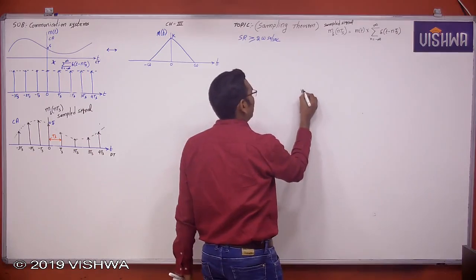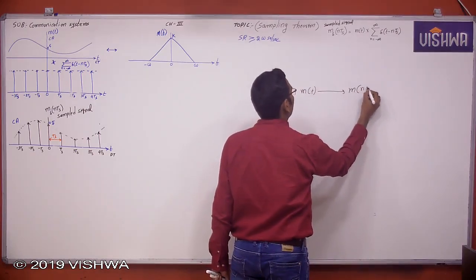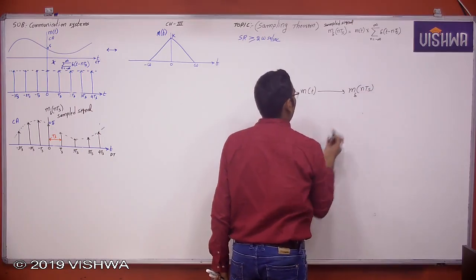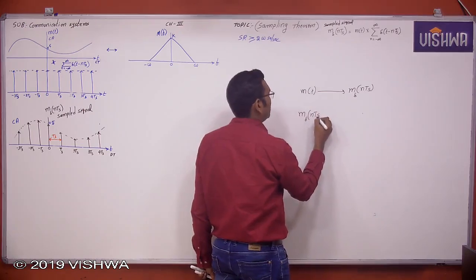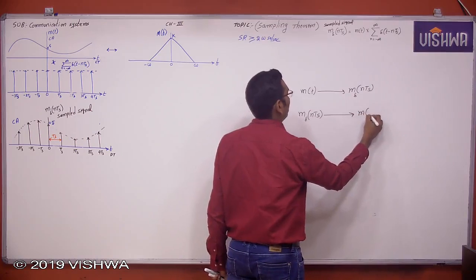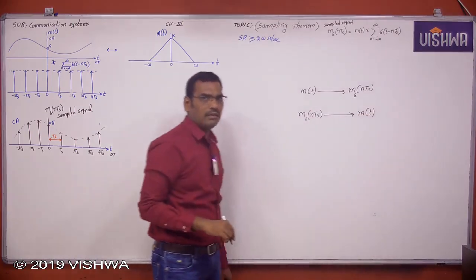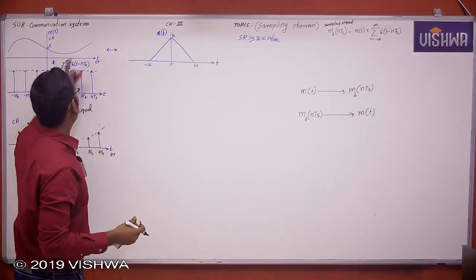Now in the first step, we convert m of t into the sample signal. In the second step, we want to go from these sample signals back to the continuous signal. Such that the reverse process is also completed: from samples you get a message signal.